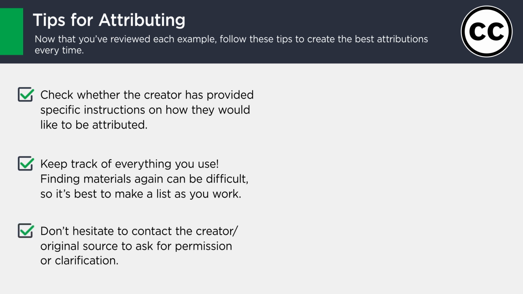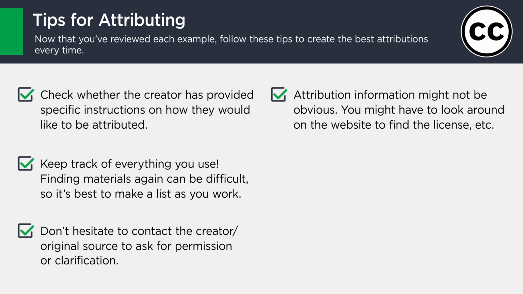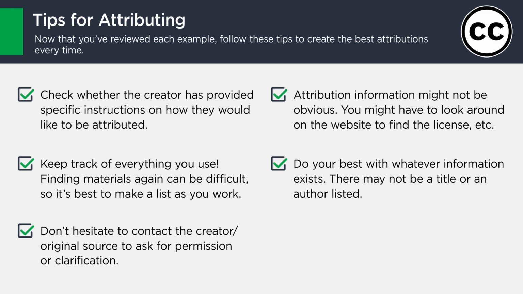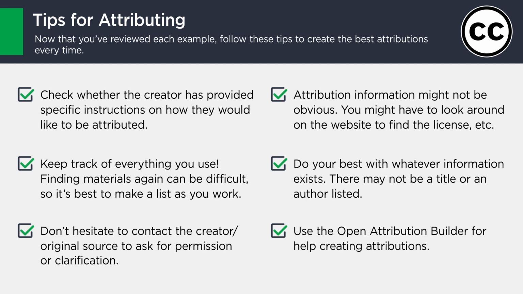Don't hesitate to contact the creator, or original source, to ask for permission or clarification. Attribution information might not be obvious. You might have to look around on the website to find the license, etc. Do your best with whatever information exists. There may not be a title or an author listed. Use the Open Attribution Builder for help creating attributions.